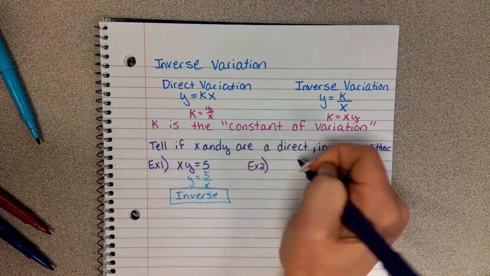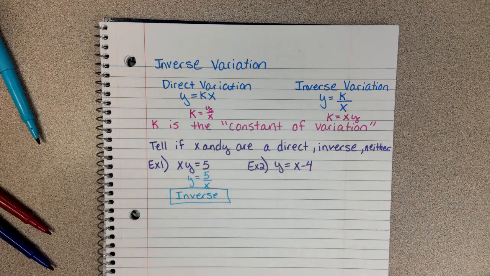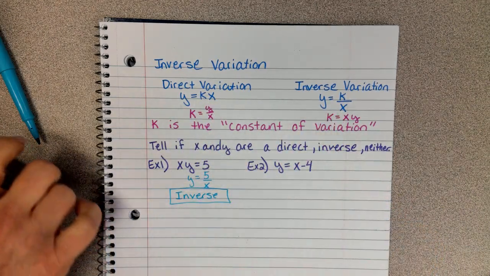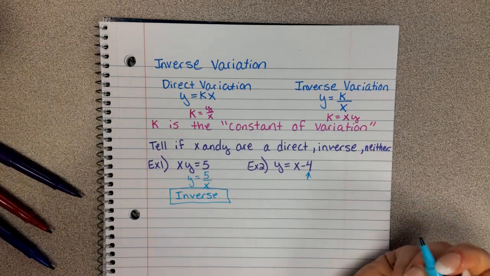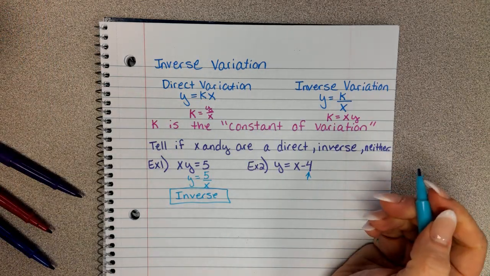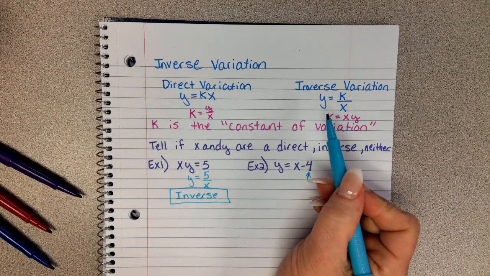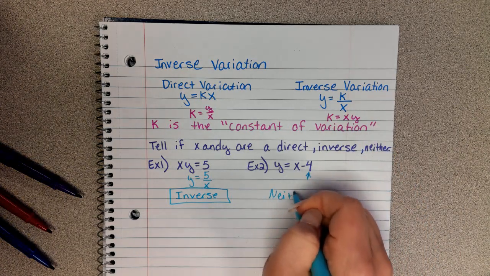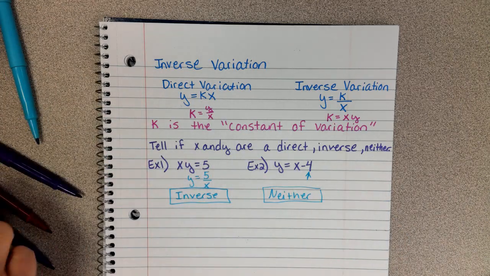You could have an equation like y equals x minus 4. This is solved for y, so I'm going to compare it to my variation equations. This -4, this addition or subtraction of a constant, is in neither of these. There's no addition or subtraction in either one of these variations. So this would be neither inverse nor direct variation.